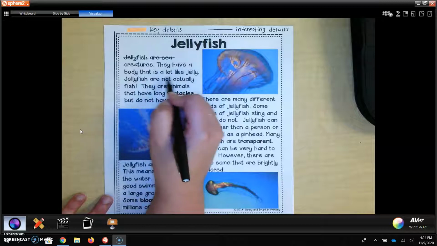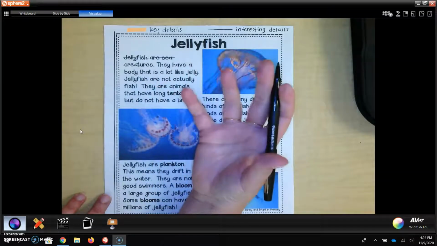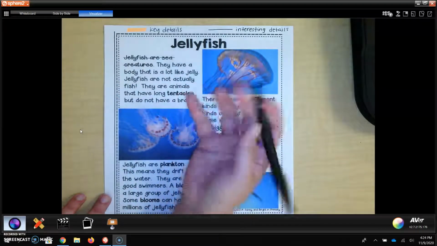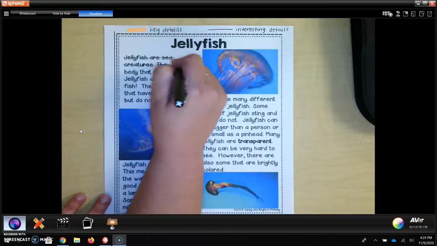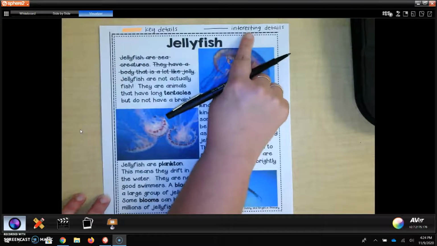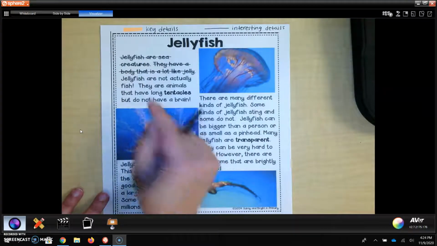They have a body that is a lot like jelly. That can be like someone's opinion, talking about how a jellyfish feels, and not super important when we're learning about jellyfish. So I'm just going to say that that's just an interesting detail. It's kind of interesting to know that their body's a little bit like jelly.